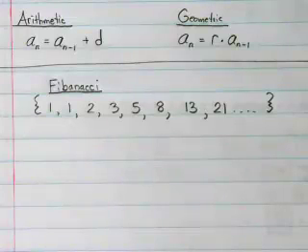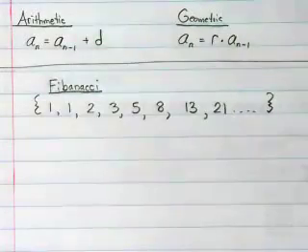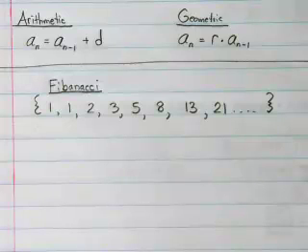Perfect. So, the Fibonacci sequence is not arithmetic. There is no common difference between terms, right? The difference between them keeps changing. And the differences between them is based on the two terms that came previous, right? So you're not just using one term that came before, you're using the two in front of it.